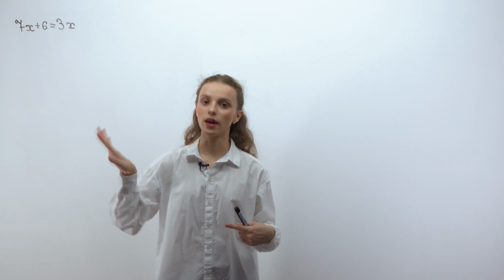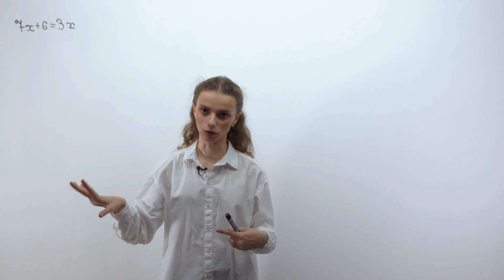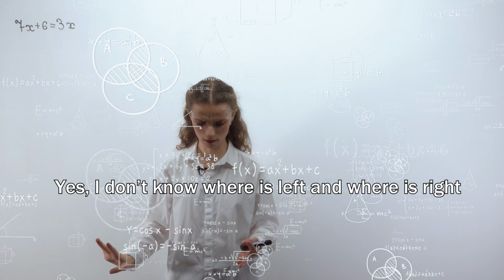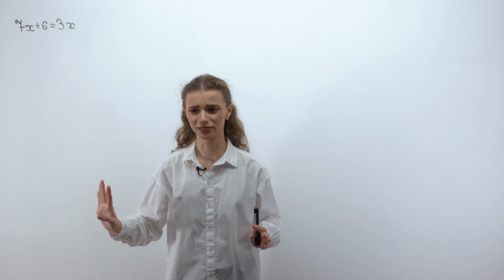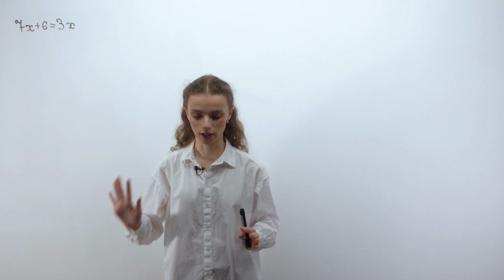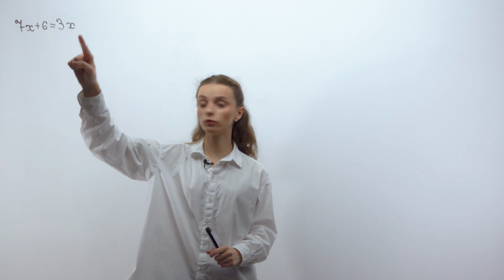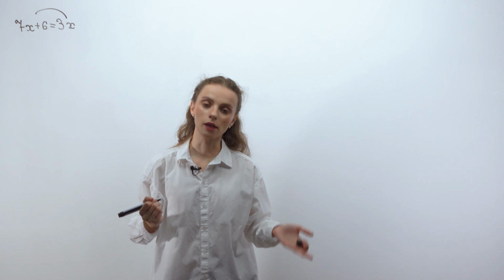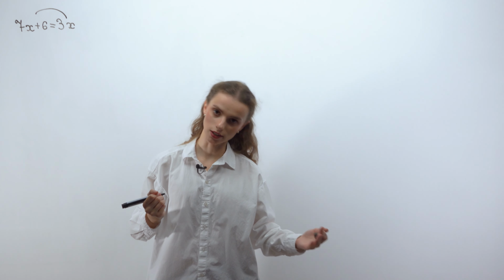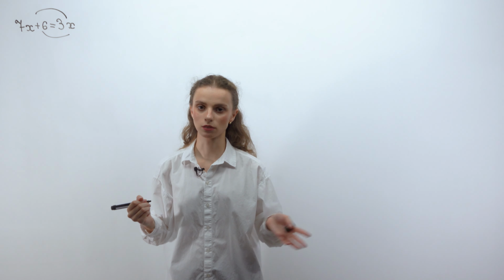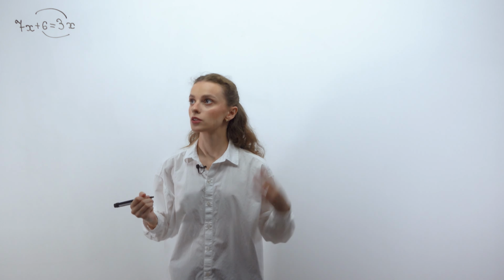I like to keep everything that has an unknown or x on my left side. Yes, and I'm dyslexic. I do not know where is left and where is right. Everything that is unknown stays on the left. Everything that has a value stays on my right. So I'm going to move this 3x to the other side, and I'm going to move 6 to the other side. I'm going to combine x with x and a constant with a constant, but here I only have one constant.